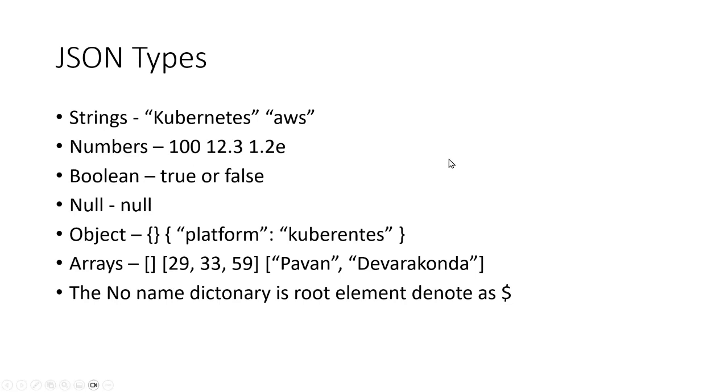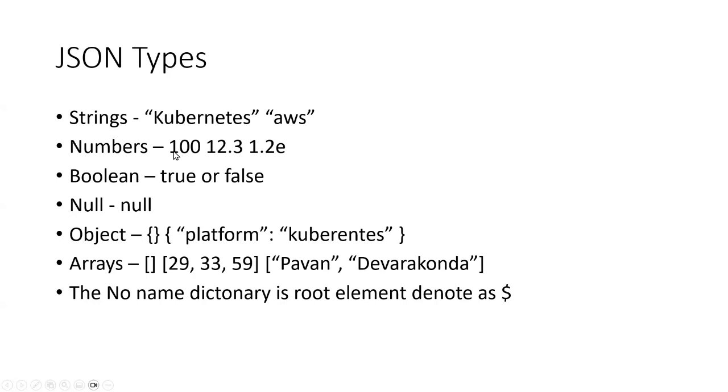Okay, so what kind of types? Any programming language you are learning, this is also a kind of programming. So JSON is a way of storing data. If you are going to store data, it could primarily be three types: string, number, boolean. Strings are enclosed with double quotes.